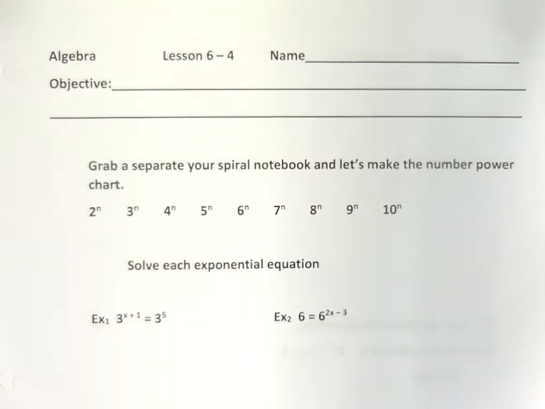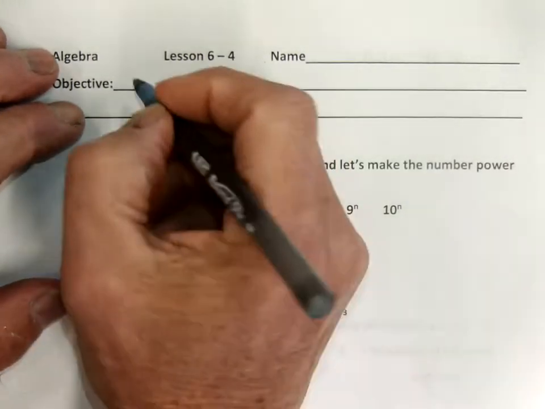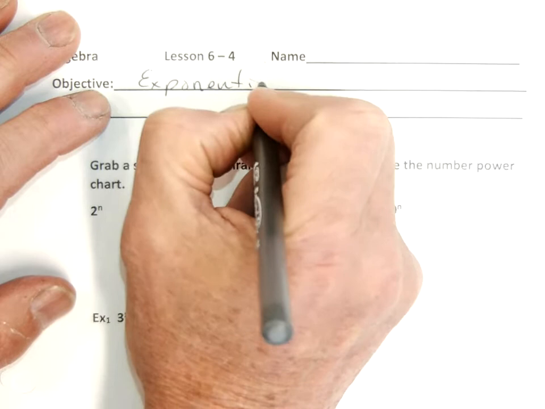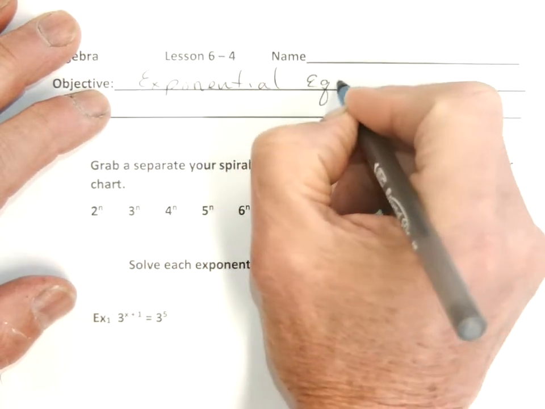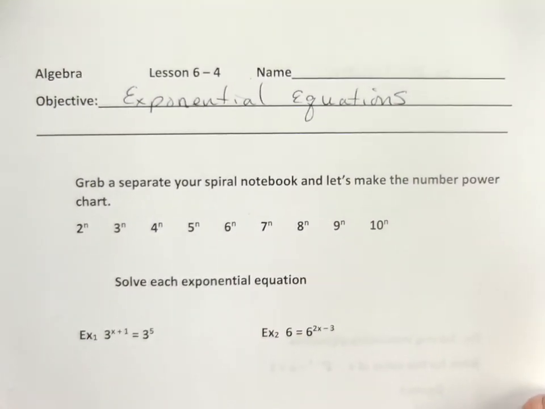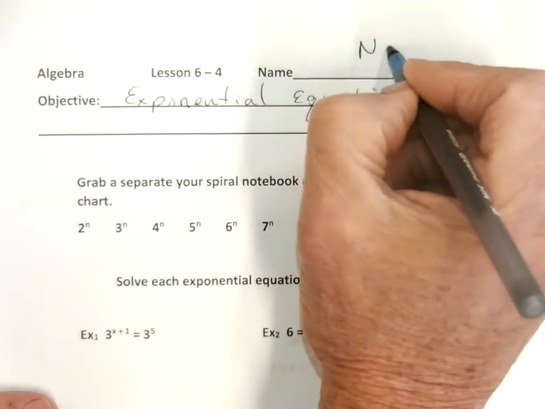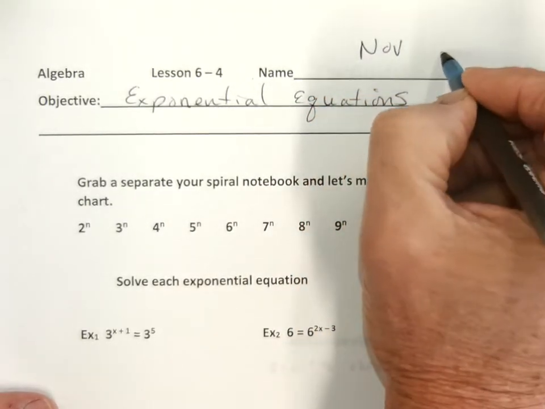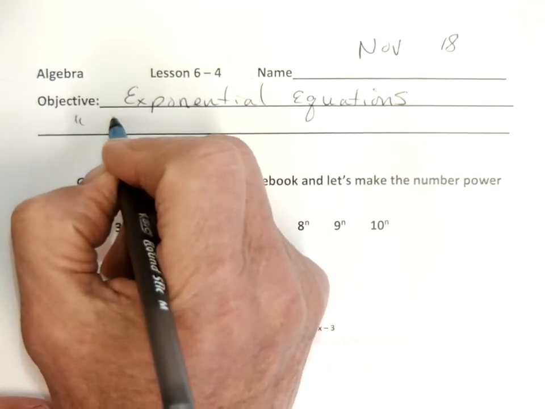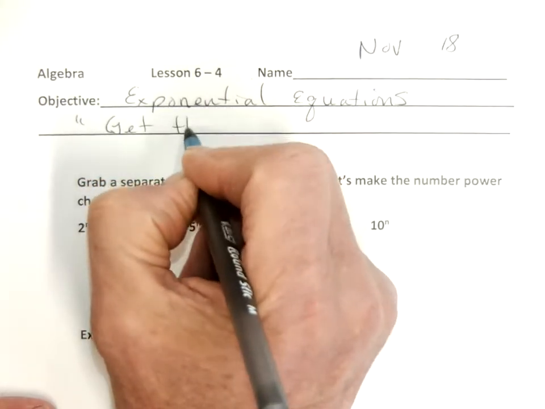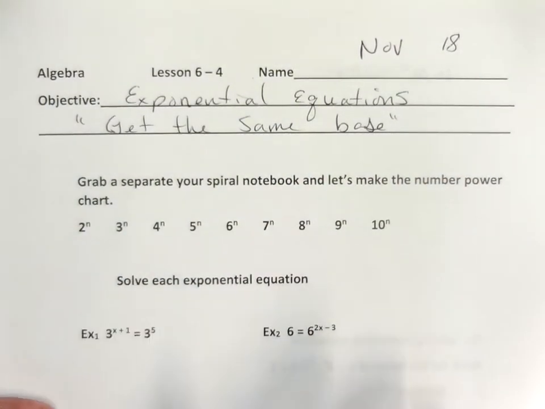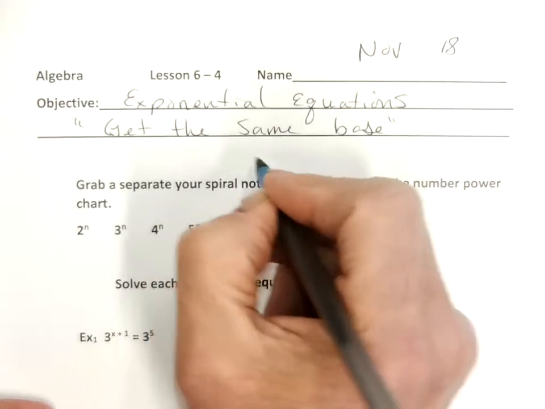Okay, so what we're talking about is exponential equations. And what we want to do is make the same base. We want to get the same base. Okay? Now before I start, I just want to do a really easy problem.